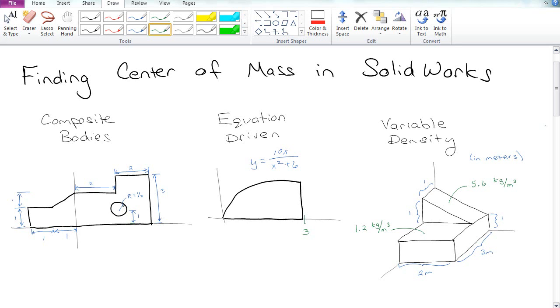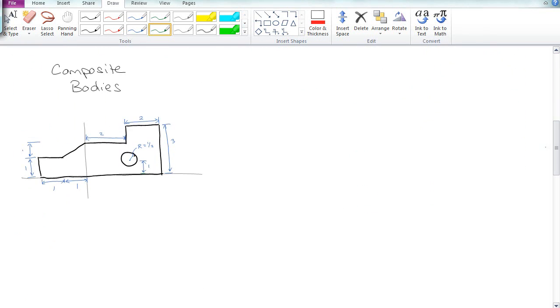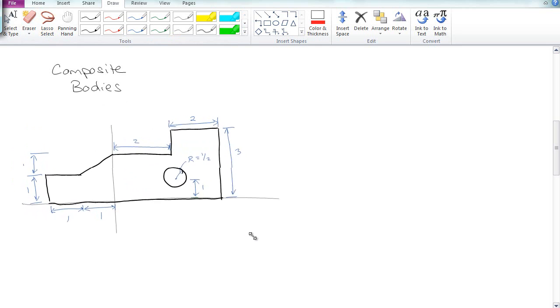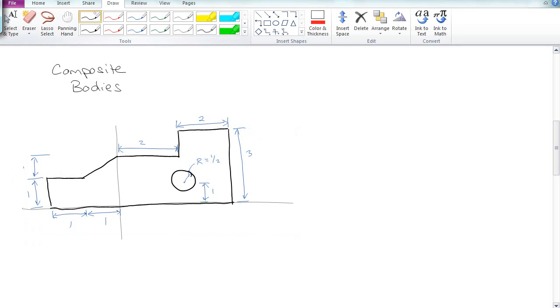I'm going to solve basically 3 different problems. First of all, a composite body problem, then an equation-driven problem, and then a problem with variable density, where you have an assembly with 2 different densities for the 2 different products or parts. We'll solve it by hand, and then we'll put it in SolidWorks. We're doing 3 in this one video because it's usually pretty straightforward to do this in SolidWorks. It's super fast, and the math is pretty fast too.